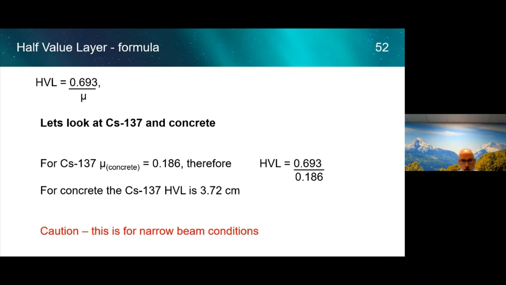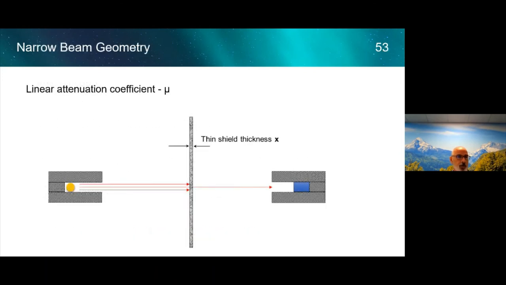A word of caution though: because we have derived the half value layer using the linear attenuation coefficient, this half value layer does not take account of broad beam conditions and it does not take account of buildup, because the linear attenuation coefficient was derived using narrow beam conditions.